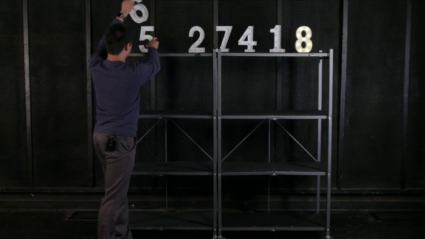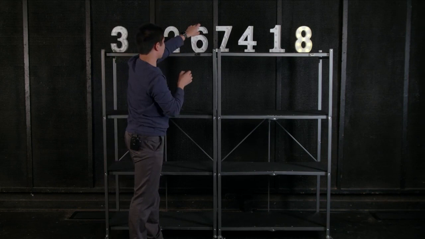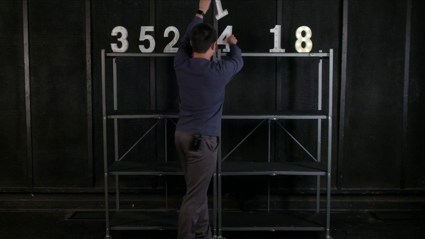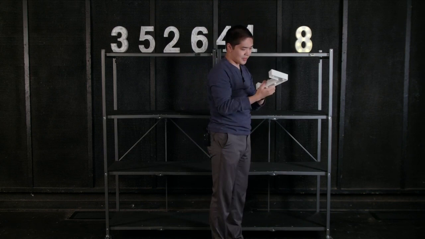6 and 2? Those are out of order as well, so I'll swap the 2 and the 6. 6 and 7? 6 and 7 are OK. They're in order. 7 and 4? Those are out of order, so I'll switch the 4 and the 7. 7 and 1. And those two are out of order as well, so I'll swap those. And now I think the 7 has made its way to the sorted position indeed as well. Indeed. So now we're making some progress.